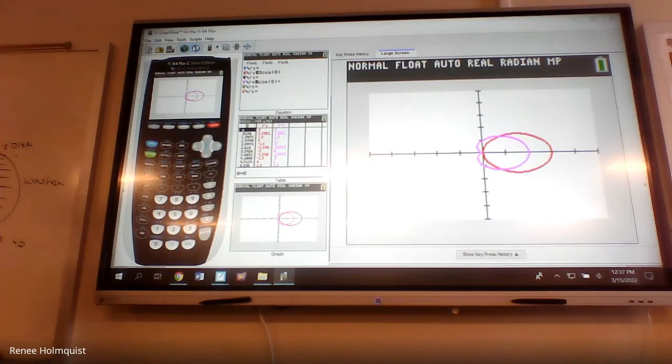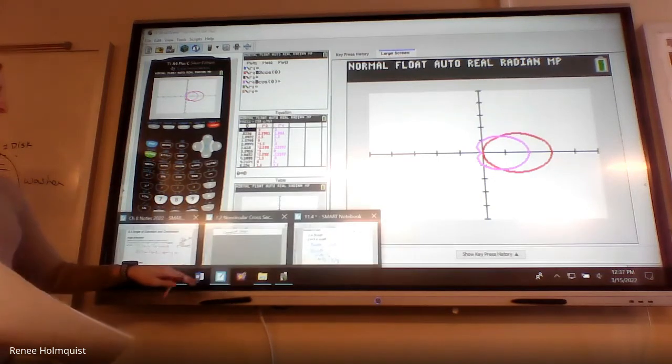Where else is there an intersection point? Right at 0, well, at the origin, at the pole. It's called the pole. It's at the pole. On the free response, where do they intersect?